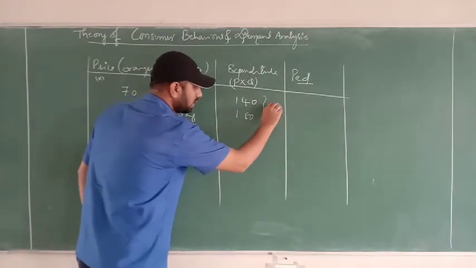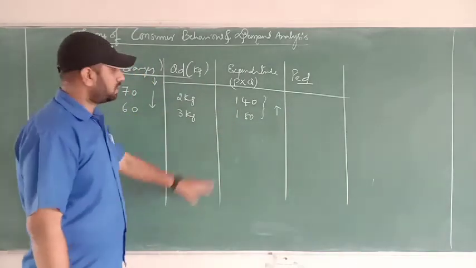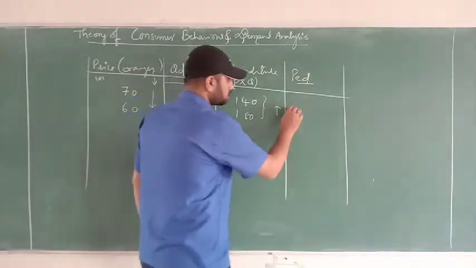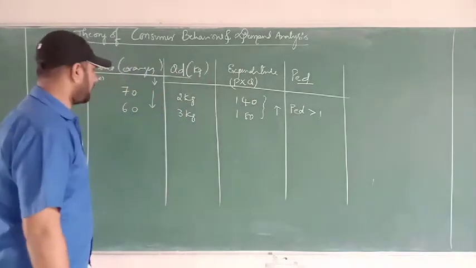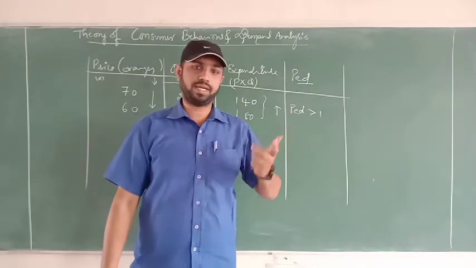Quantity of consumption increases from 140 rupees to 180 rupees. So 180 divided by 140, it is more than the percentage change in price, and that is called price elasticity of demand is greater than 1. And listen till the end of this video, you will understand the story behind the topic.